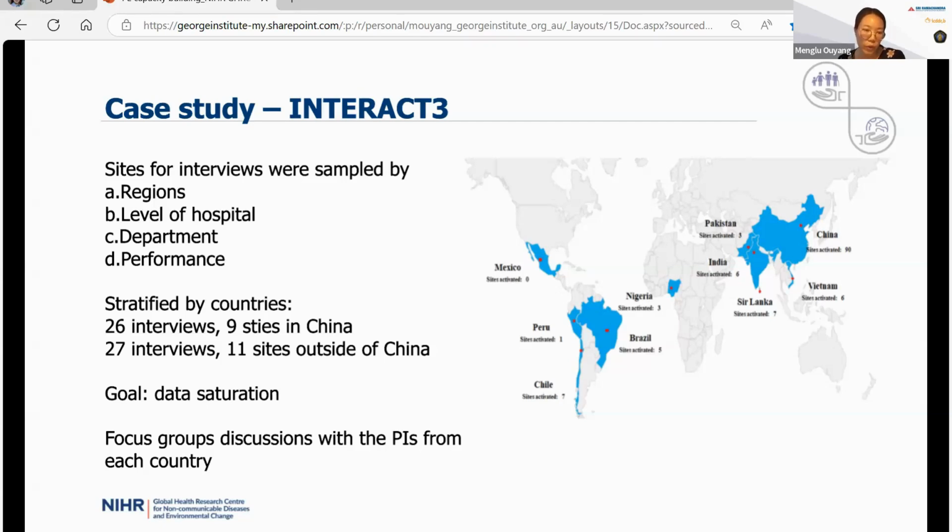And for the focus group discussion, as mentioned before, we conducted them according to the regions and the country. And we organized the discussion with the national leaders and also the site PIs from each country.